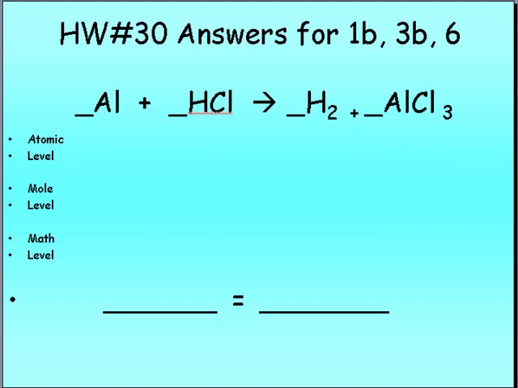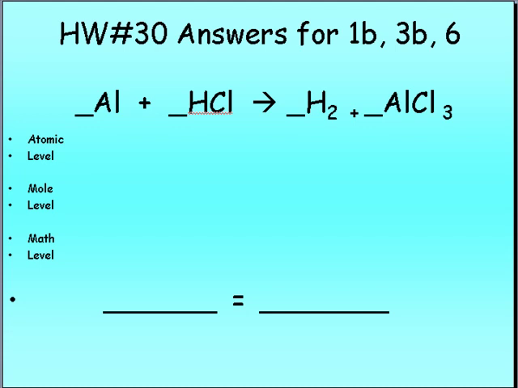Today we're going to look at the answers for 1b, 3b, and number 6. These are all based around one chemical reaction, a chemical change. Aluminum reacting with hydrochloric acid, HCl, forming hydrogen gas, and forming aluminum chloride.